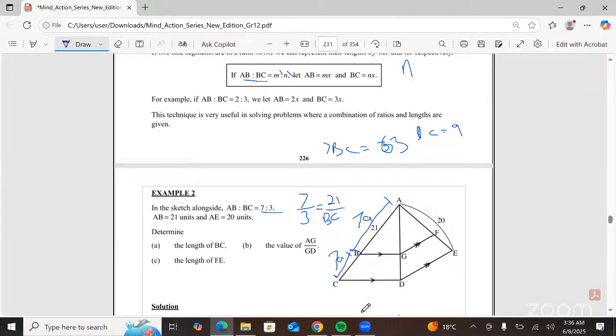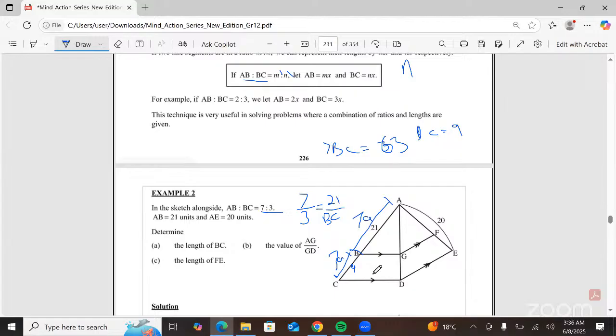Then now let's go for B. We are saying the length for this is 9. Now we are required to calculate the ratio AG over GD. How do you think we are going to find the ratio for that? I don't know, sir.